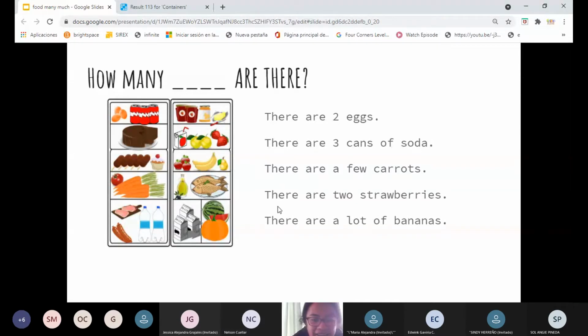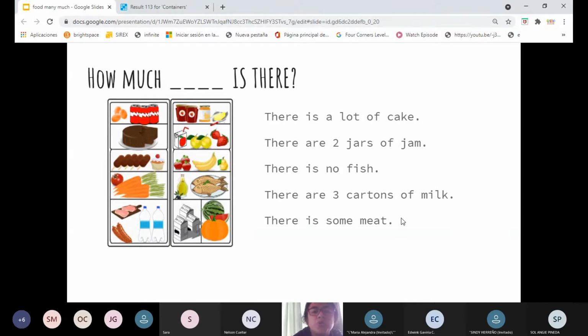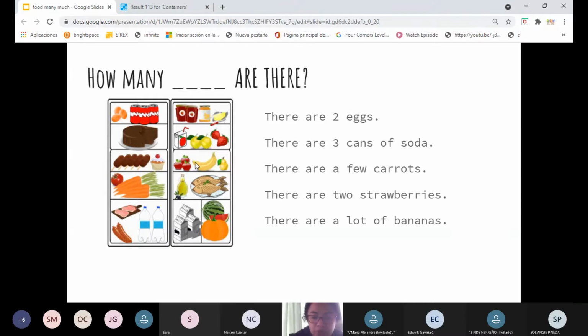All right, here, guys, there are 2 strawberries. What would be the question? What question can we use there, guys, for there are 2 strawberries? ¿Cuál sería la pregunta? How many strawberries are there? Exactly. All right. How many strawberries are there? There are 2 strawberries.